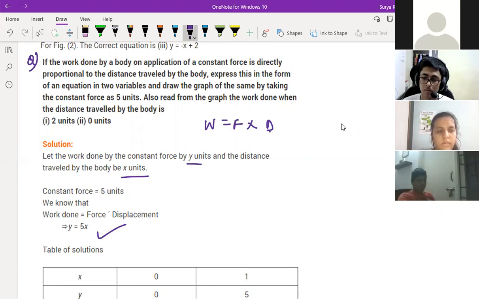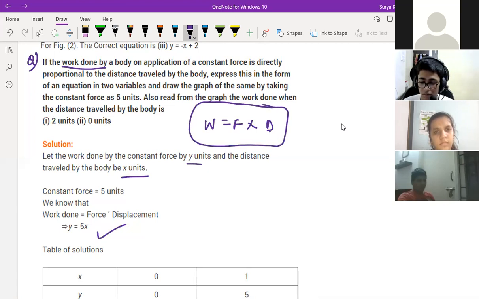Yes, sir. Sir, I didn't understand, sir. See, the question they have given here is, if the work done by the body on the application of constant force is directly proportional to the distance traveled by the body. This is the formula of work: work is equal to force into displacement. By the help of this, you understood or not, from the first line?